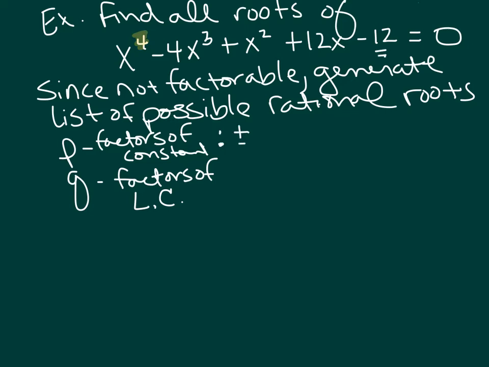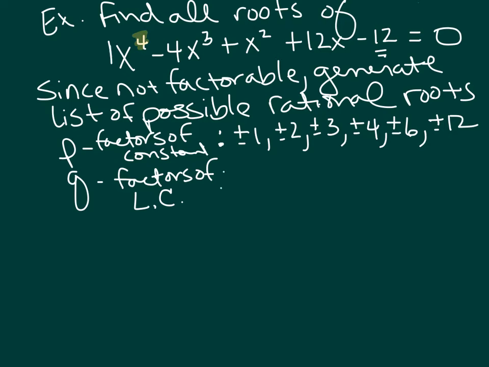So 1 goes into negative 12, 2 goes into negative 12, 3 goes into negative 12, 4 goes into negative 12, 6 goes into negative 12, and 12 goes into negative 12. So remember, we want to do positive and negative because we really don't know if it was a positive 1 times a negative 12 or vice versa.